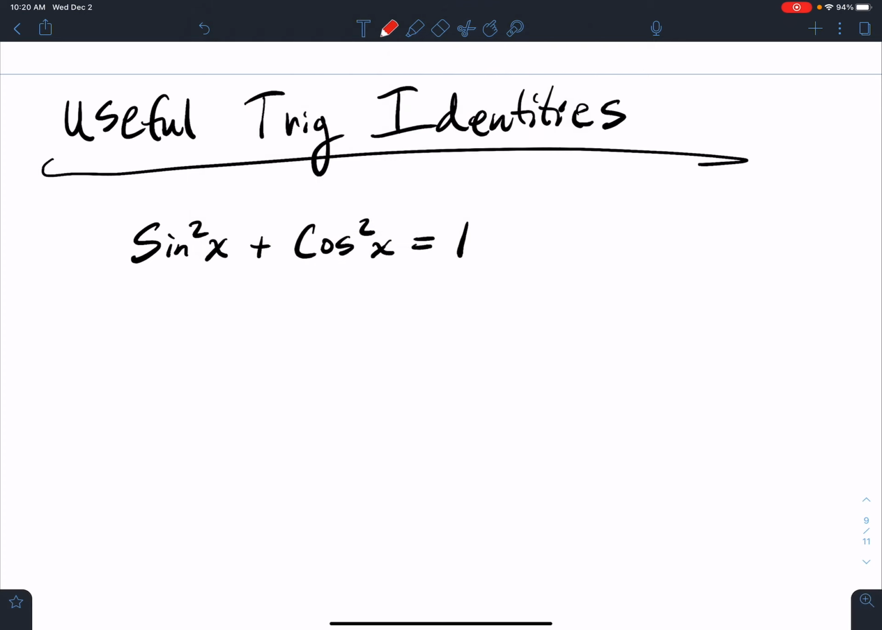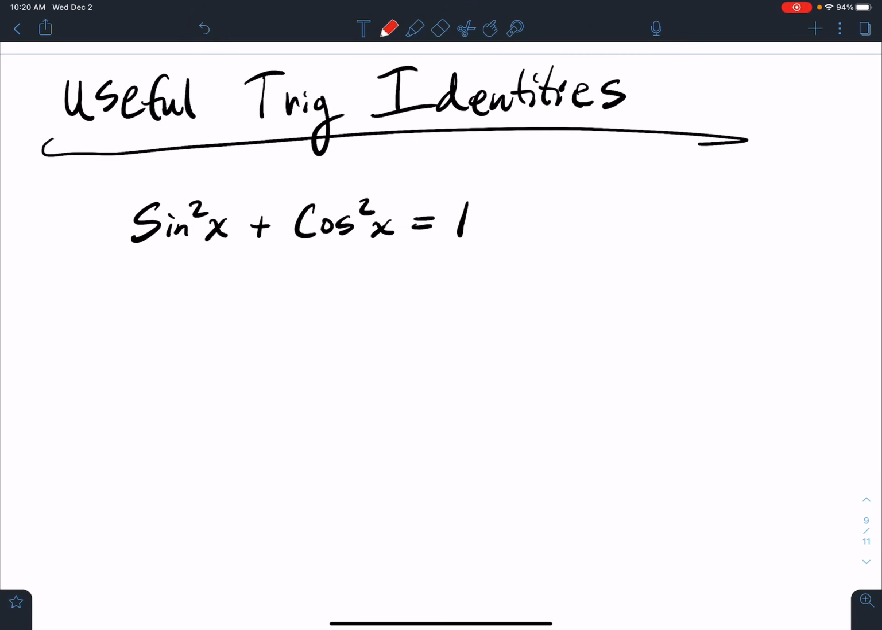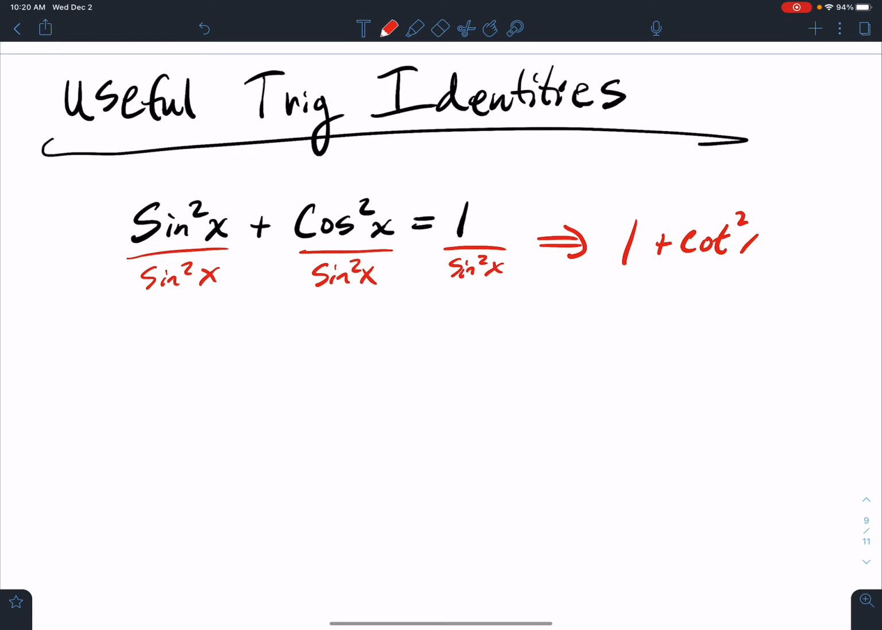Now, from this one, I can get the other two. First thing I'm going to do, I'm going to divide everything by sine squared x to get the other one. That's going to produce, well, what's sine squared divided by sine squared? That happens to be 1. What's cosine divided by sine? Well, that's going to be cotangent squared x. And 1 over sine squared is cosecant squared x.